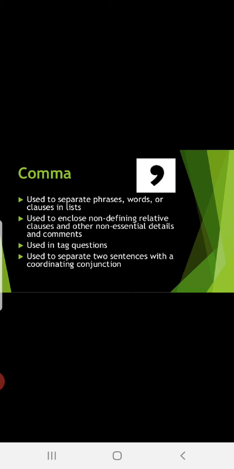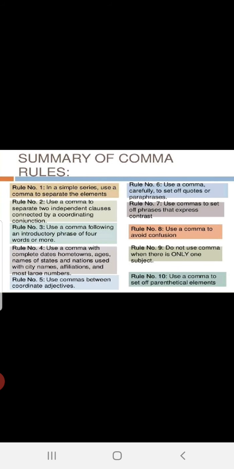Used to separate two sentences with the coordinating conjunctions. Yeah, you have already learnt conjunctions. When you are using this coordinating conjunctions, after first usage of conjunction, you should put comma and continue the sentence.